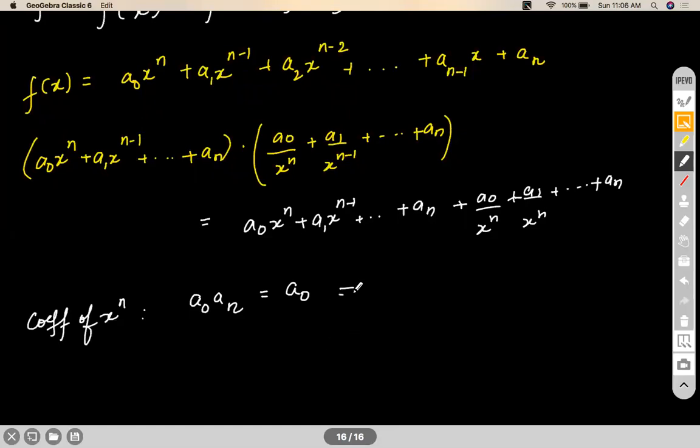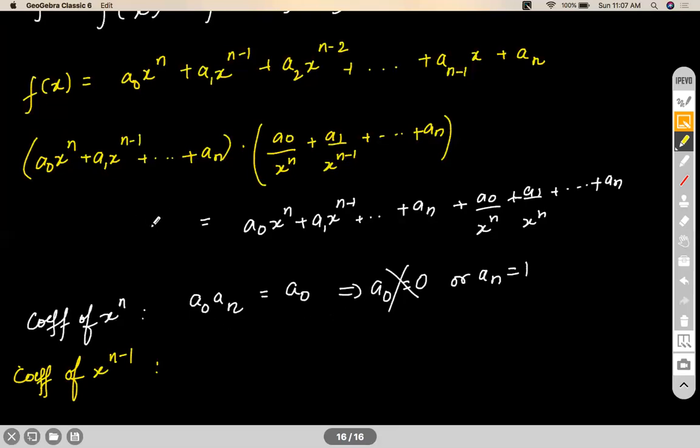Now, this means two things. a0 could be 0 or an could be 1. But this is not possible, because in a polynomial expression, the leading coefficient cannot be 0. So if you're considering it to be of degree n, a0 cannot be 0. Correct? Let's compare the coefficient of x to the power n minus 1.